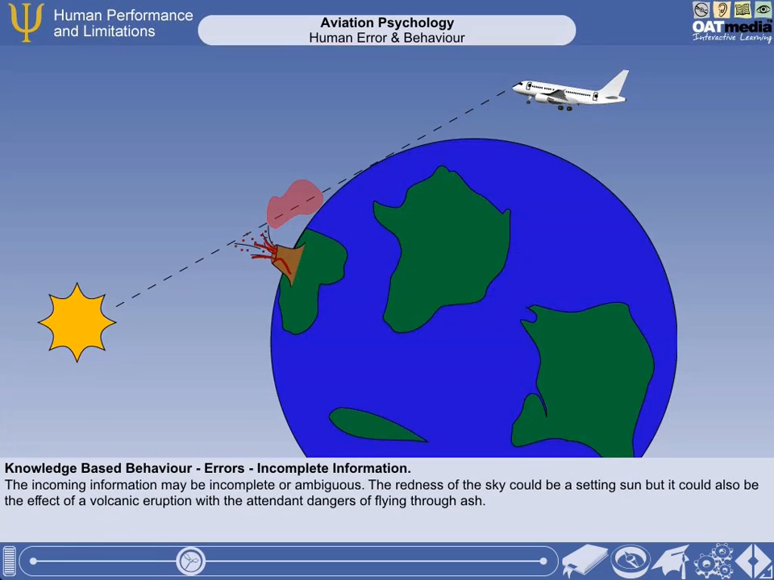The incoming information may be incomplete or ambiguous. The redness of the sky could be a setting sun, but it could also be the effect of a volcanic eruption, with the attendant dangers of flying through ash.